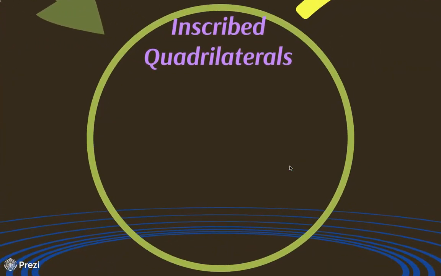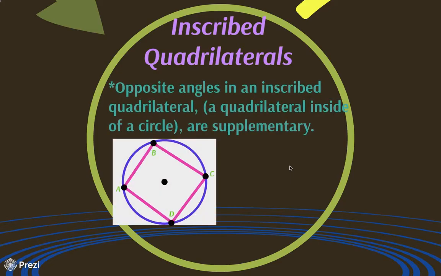Our last property we're going to talk about is when we have an inscribed quadrilateral, and inscribed figures are within another figure or polygon or shape of some sort. So in this case, we're going to have a quadrilateral inside of a circle. The opposite angles in an inscribed quadrilateral are supplementary. So B and D are opposite angles, which means they're supplementary because we have a quadrilateral inside of a circle.